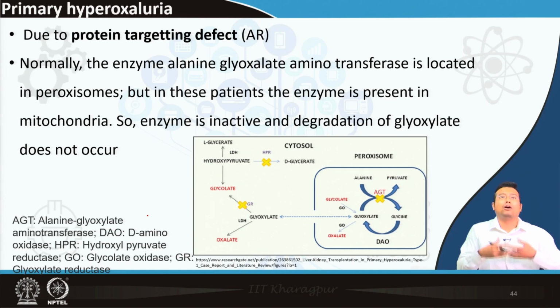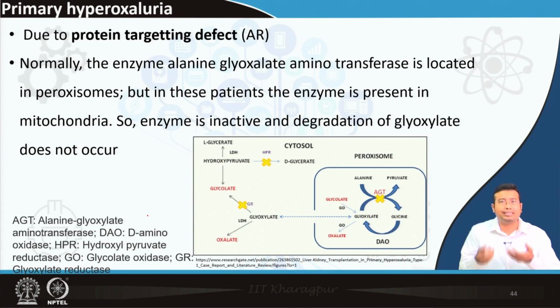Excess oxalic acid is excreted in urine and leads to the formation of oxalate stones. So what happens? Basically, this is a protein targeting disorder where the enzyme that is normally supposed to be present in peroxisome, due to a protein targeting defect, is present in mitochondria. So it is inactive in patients.